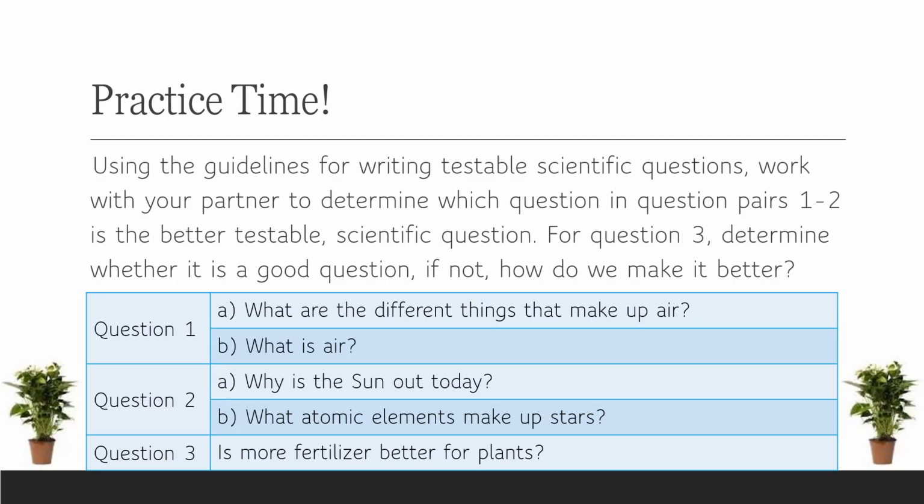In the discussion board, hit reply and answer the following question. Which question in the question pairs is the better testable scientific question? For question number 3, determine whether it is a good question, and if it isn't, how do we make it better? I'll give y'all a minute and 30 seconds. Question 1: what are the different things that make up air versus what is air? Number 2: why is the sun out today versus what atomic elements make up stars? And finally, question number 3: is more fertilizer better for plants?